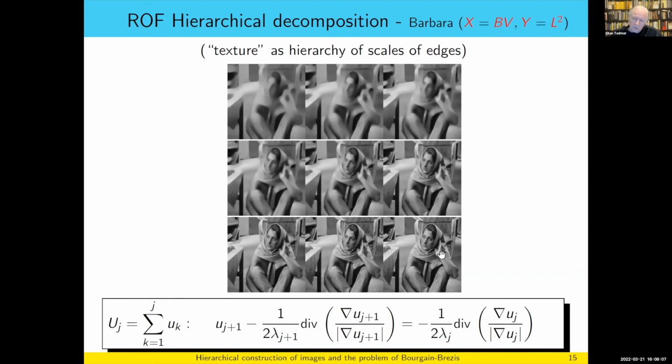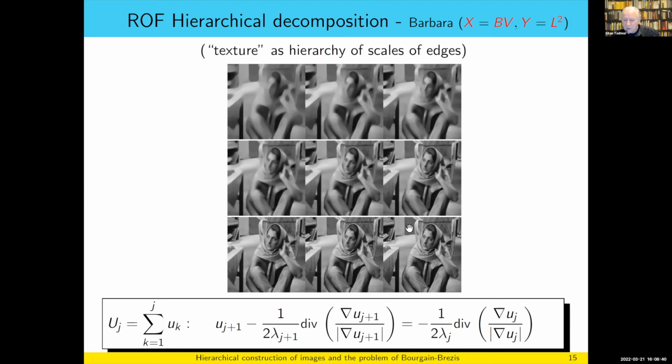So this is an image of Barbara. This is the clean image. And what you see is the first iteration. In the first iteration, by given some scale lambda 1, you clearly see the rough scales of Barbara. What you see here is U1 plus U2. So we choose dyadic scale, and then we add another slice, and then this is what you see here. This is the third slice added. This is the next slice, and finally we recover the image itself.